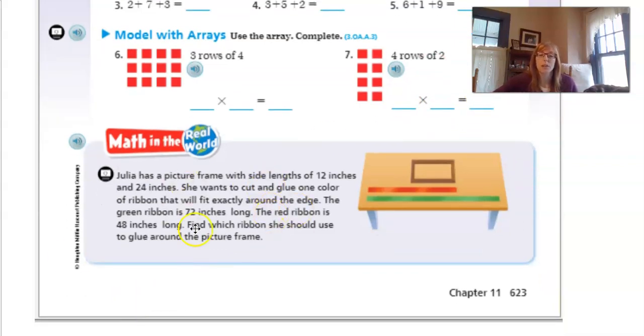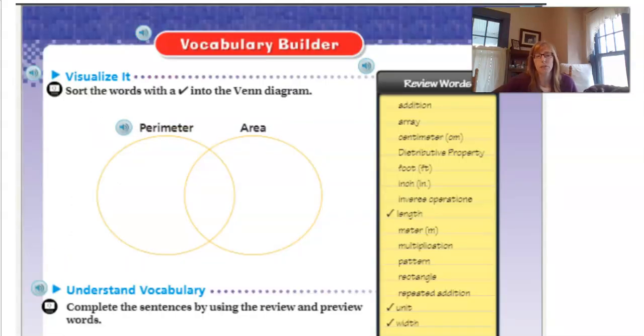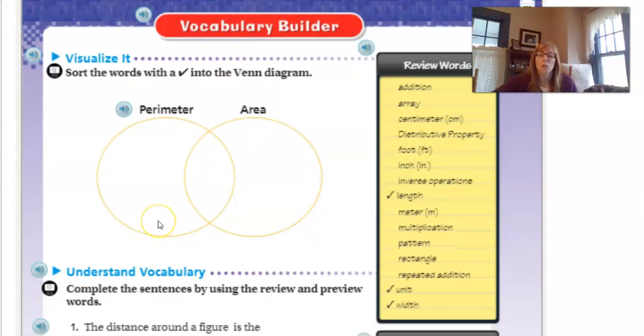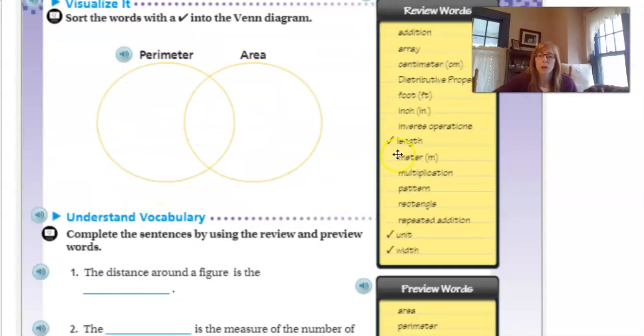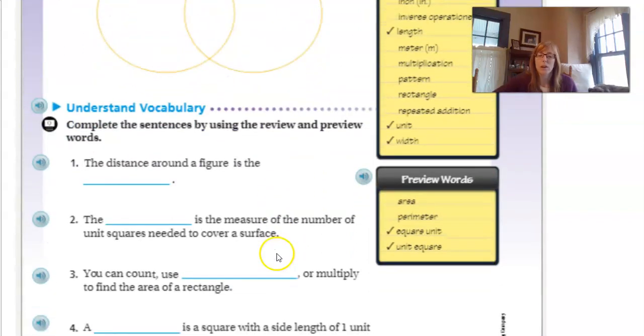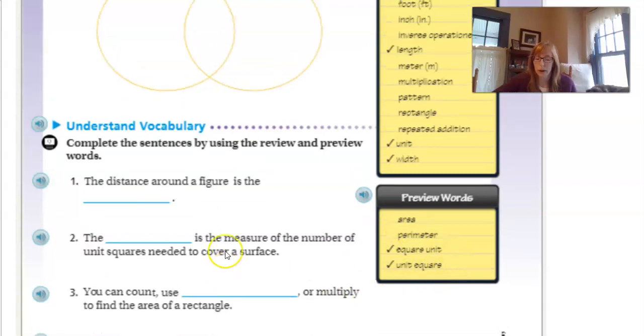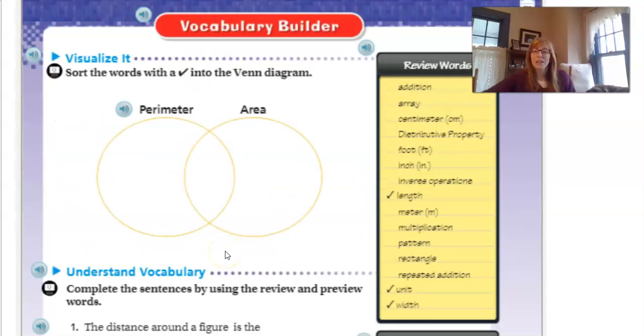All right, so we're going to skip math in the real world only because we run out of time and my videos go a little long, and I apologize for that. So we have some different review words. So we have length, unit, and width. We have equal units and unit square. So I'm going to give you the answers here just because of time constraints.